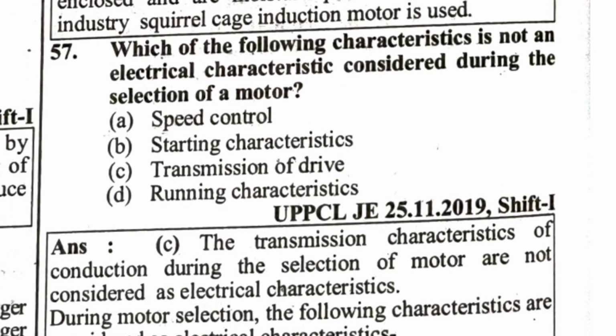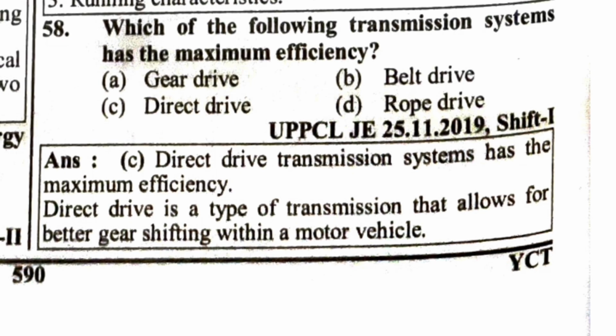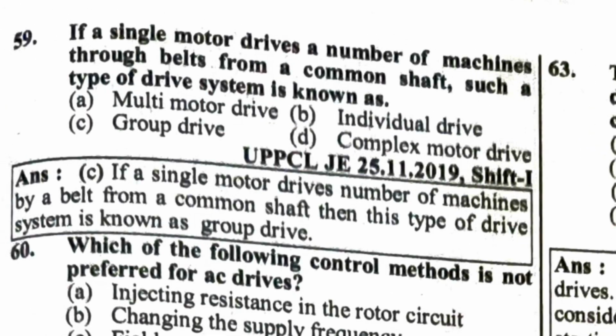Which of the following characteristics is not an electrical characteristic considered during the selection of motor, transmission of drive? Which of the following transmission systems has maximum efficiency? Direct drive. If a single phase motor drives a number of machines through a common shaft, such a type of drive system is known as a group drive.